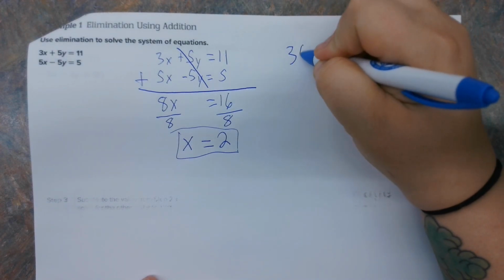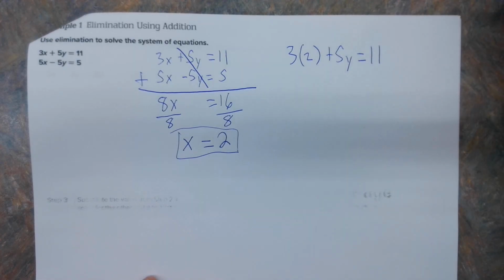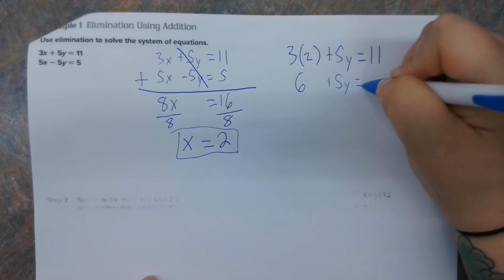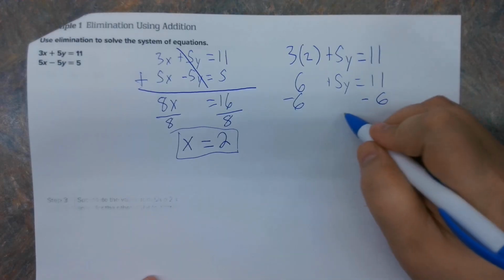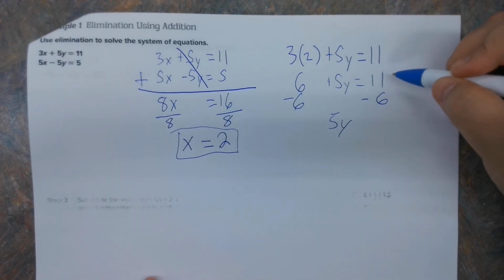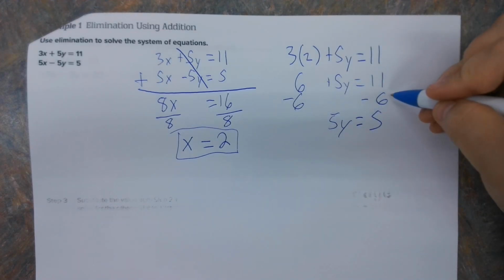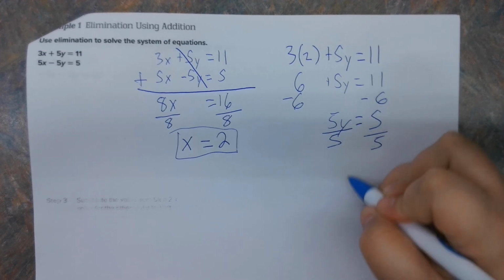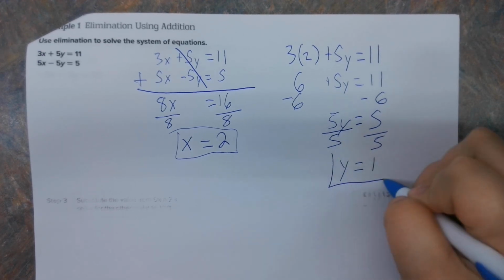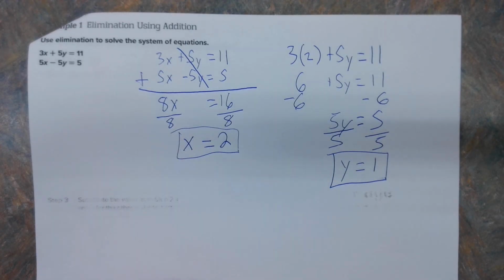So I have 3 times 2 plus 5y equals 11. 3 times 2 is 6 plus 5y equals 11. I'm going to do the opposite to subtract 6 to move it to the other side. So I have 5y equals 5. And then I divide by 5. Divide by 5. Y equals 1. So you have found the solutions to both x and y in these equations.